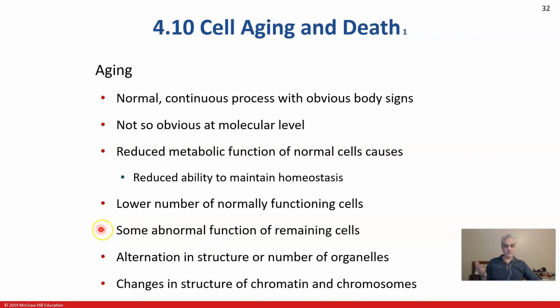some abnormal function of remaining cells, so sometimes these cells escape. I told you about apoptosis. An abnormally functioning cell should destroy itself, but sometimes they avoid destruction, and they continue to live abnormally. We would consider that to be abnormal. They continue to go on, but of course they're going to function suboptimally. There may be a change in the number of organelles or a change in structure of chromatin and chromosomes.